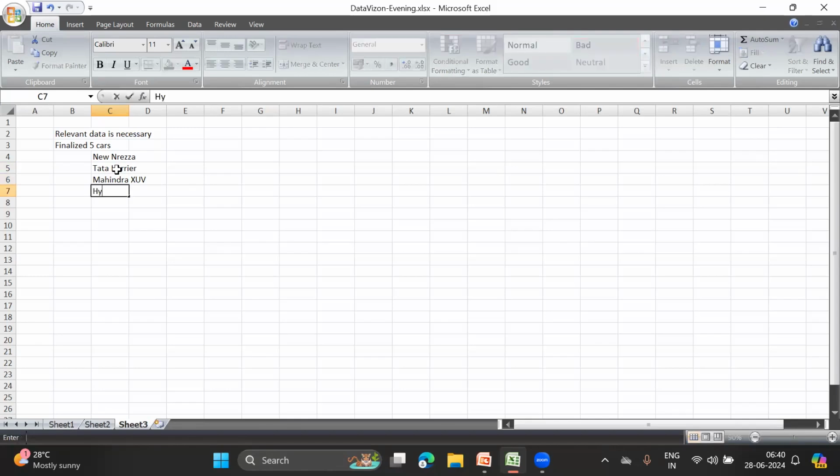Let's say we have Verna. Okay, new Verna is there. Honda, i20. Yeah, i20 is there. Okay, so I'll use this one. Okay. So now I have finalized these cars, right?